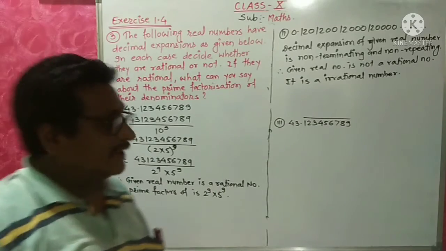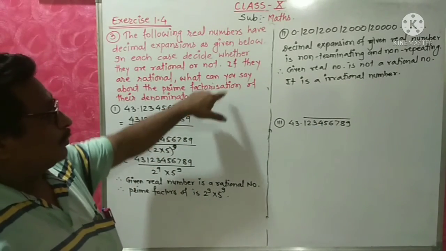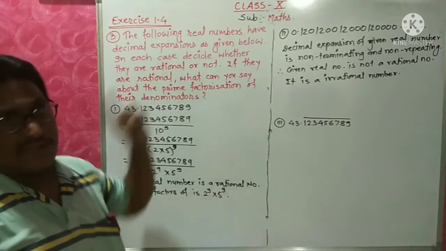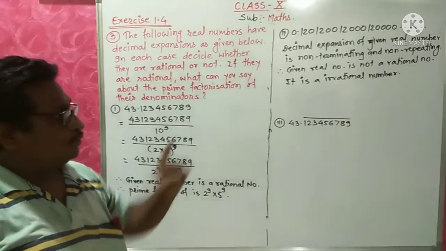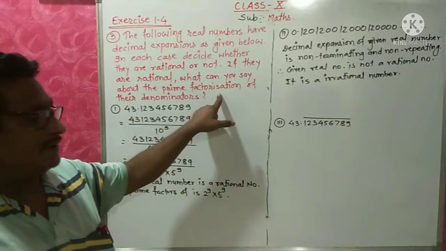So whenever it is an irrational number, there is no need to write this part of the question, because only if they are rational do we have to write it. So it is not a rational number, so there is no need to write the prime factorization.